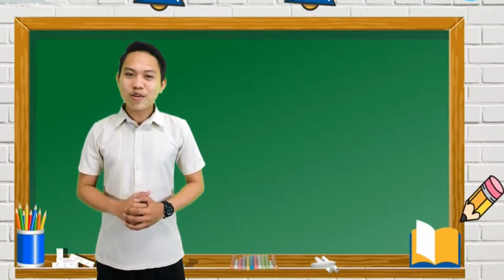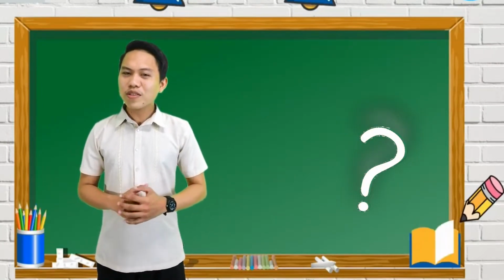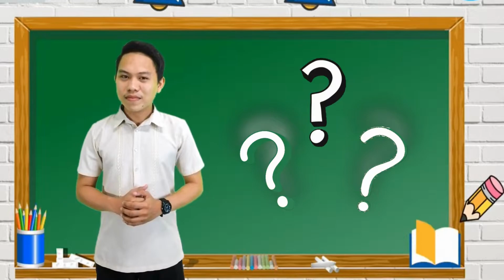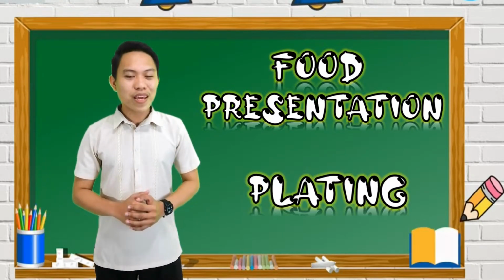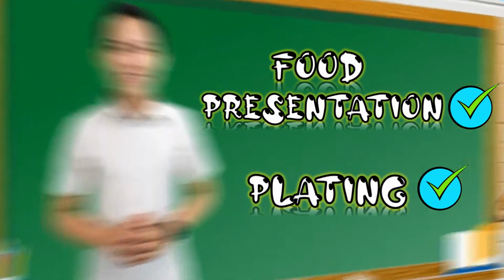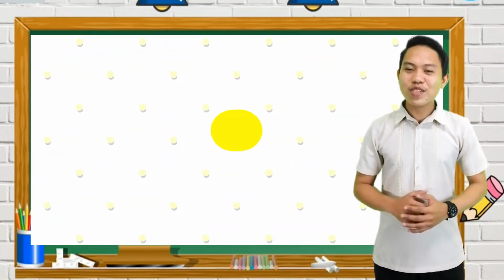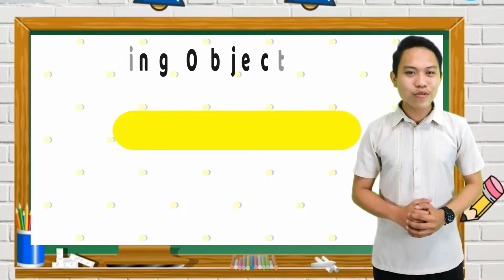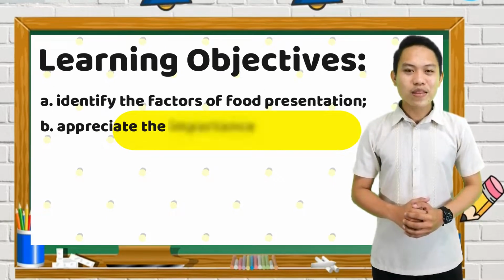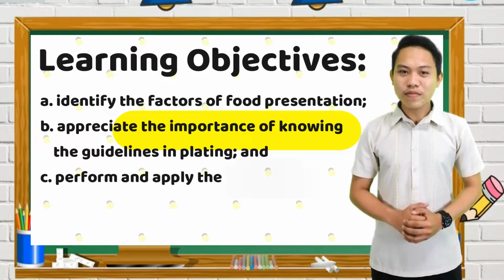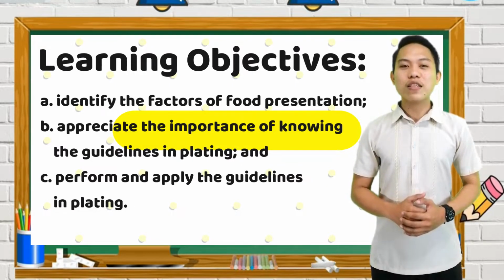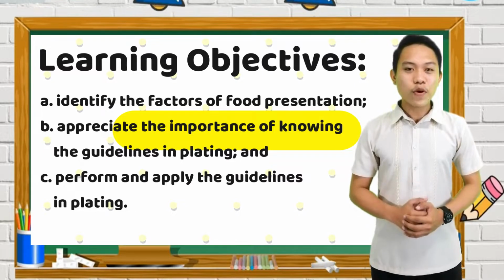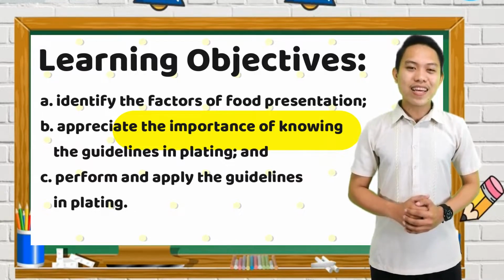Based on the short video that you have watched, what do you think it is all about? If your answer is food presentation and plating, then you are right. At the end of this video lesson, you are expected to identify the factors of food presentation, appreciate the importance of knowing the guidelines in plating, and perform and apply the guidelines in plating.